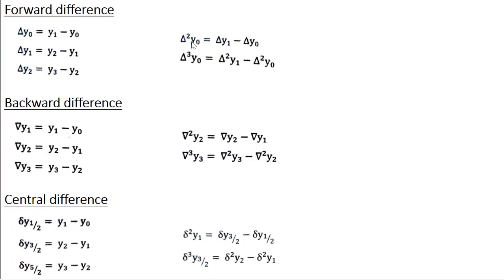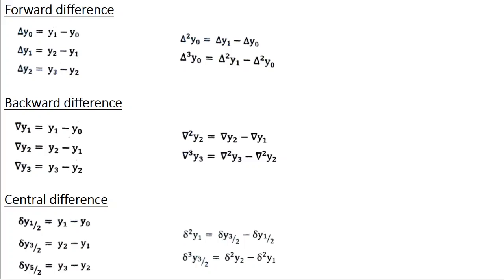So delta square y equal to delta y1 minus delta y0. Here delta y0 is the forward term, so the corresponding subscript will come here. So this is delta square y0. Similarly, delta square y1 minus delta square y0. Here delta square y0 is the forward term, the corresponding subscript will come here. So this is delta cube y0.